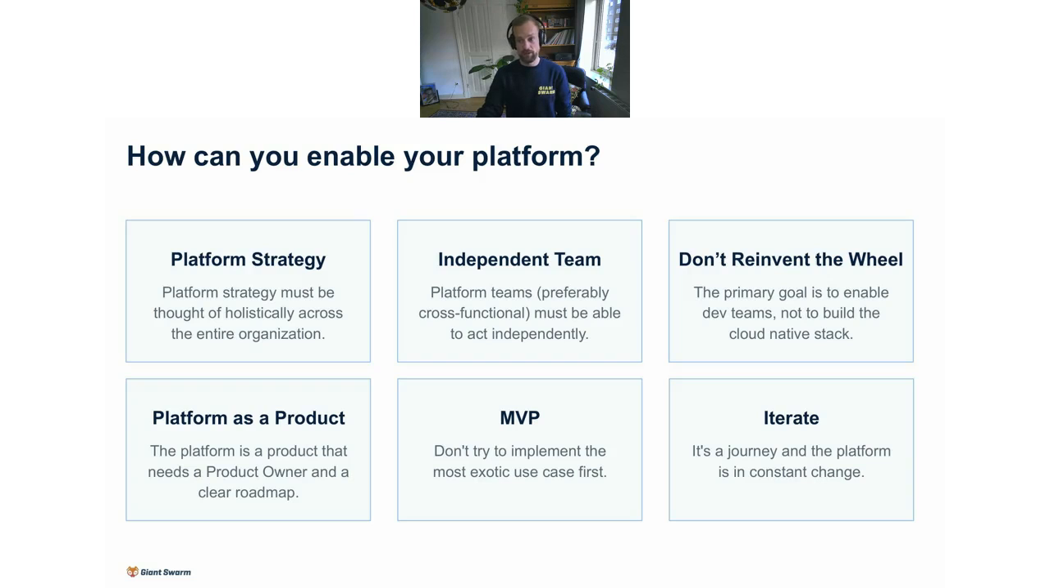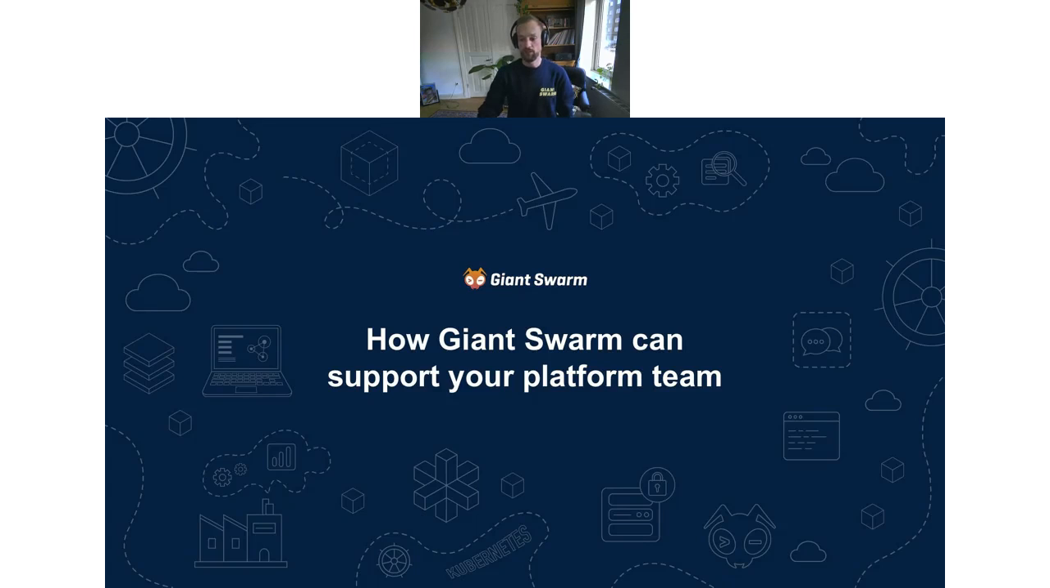And the last one is iterate, iterate, iterate. It's a journey, and the platform is in constant change, as mentioned before. So how can GiantSwarm support your platform team? This is some advertisement from our side, from my side, on how we can help you.